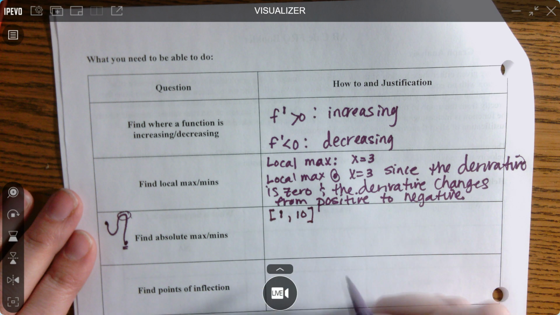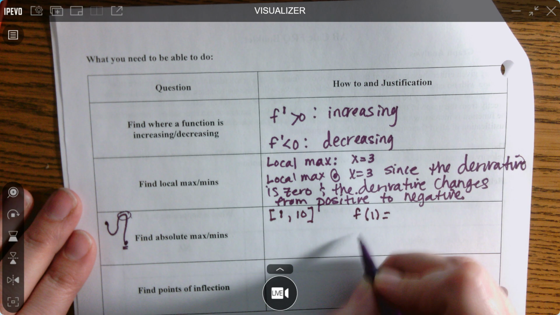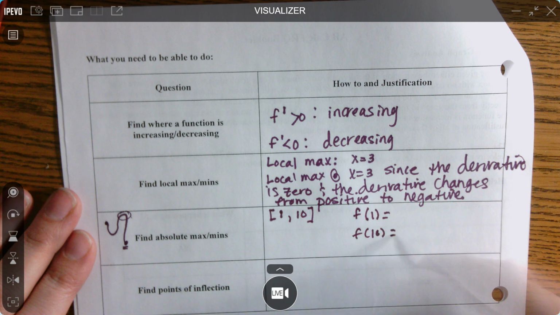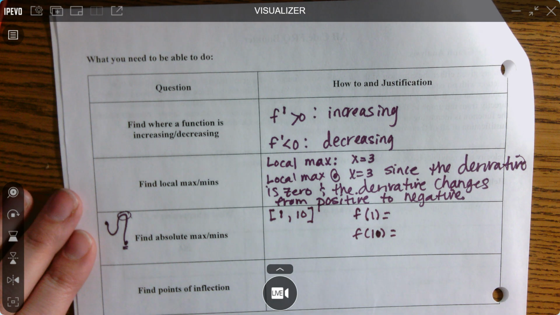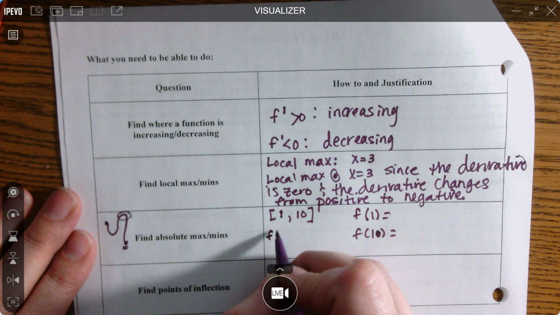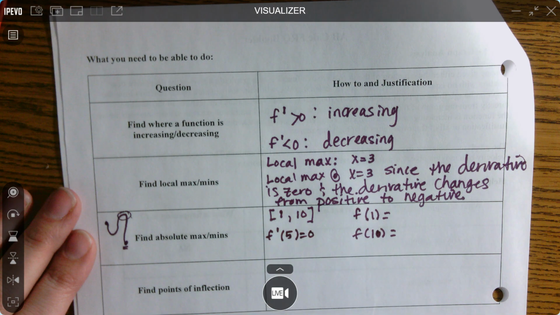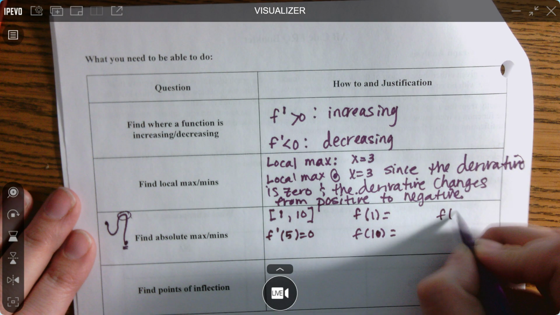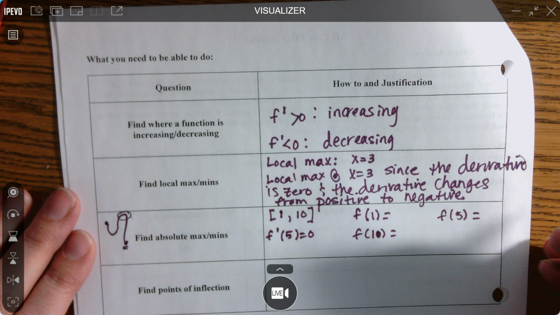What we would want to do is make a list for ourselves. We would want to make sure that we provided 1 and 10 on our list, and we would plug those into the original function. And then we would want to identify any critical values. So let's just pretend like we found that f prime of 5 was 0. So we would want to add that to our list. And then we would literally be looking for which one of those gives us the highest y-coordinate and which one gives us the lowest y-coordinate. So in this case, justification really is just the math work.